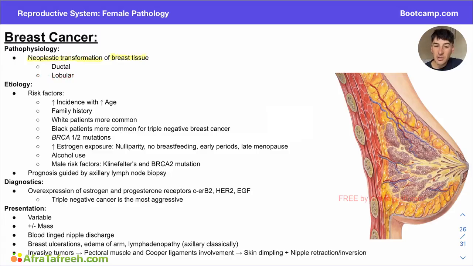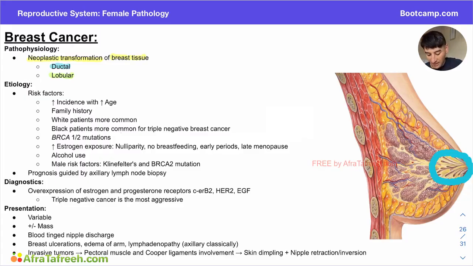However, we need to know two important types of breast tissue on exam day, and that is going to be our ductal tissue and also our lobular tissue. So let's go ahead and take a closer look at this in our anatomical diagram. We'll start out with our ductal tissue. So our ductal tissue, I'm going to highlight here in blue, and you can see it's out here towards the tip of the nipple, and this is the tissue that is responsible for expressing milk out to the baby.